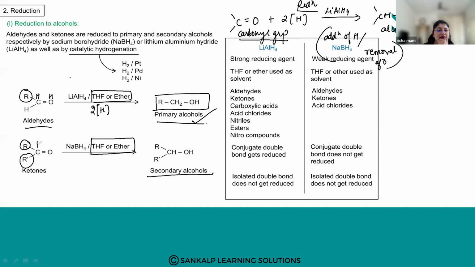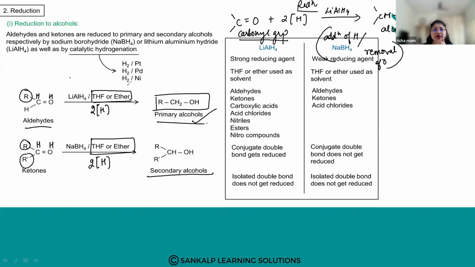Again, across the double bond, hydrogens are added. What do you get? A secondary alcohol. Is it clear about reduction? So what is reduction? Addition of hydrogen or removal of oxygen.